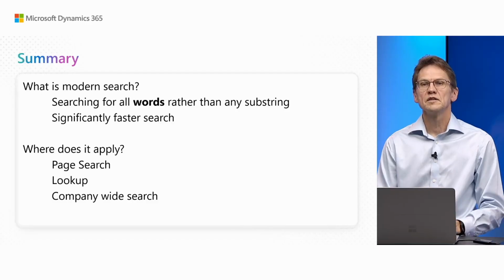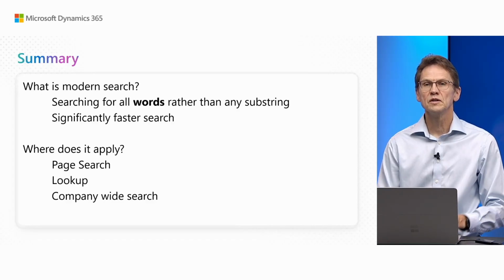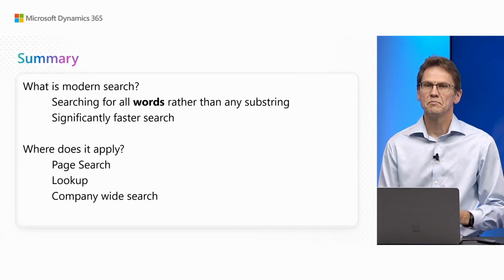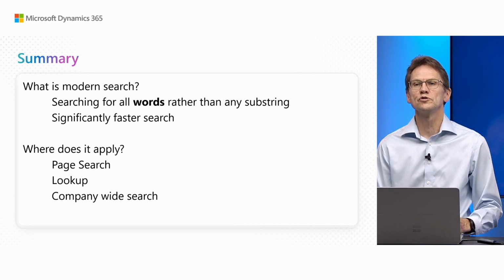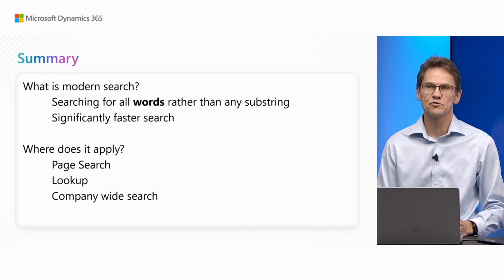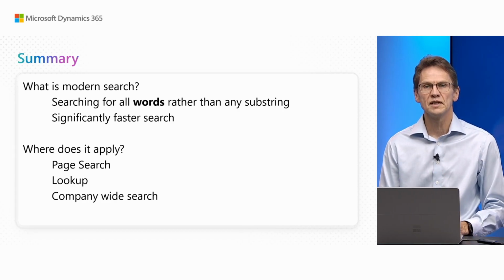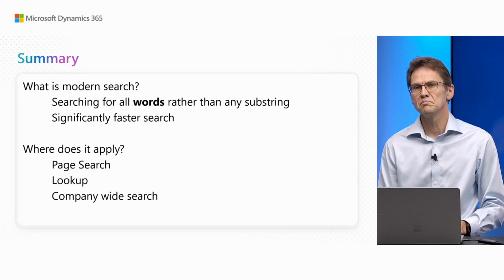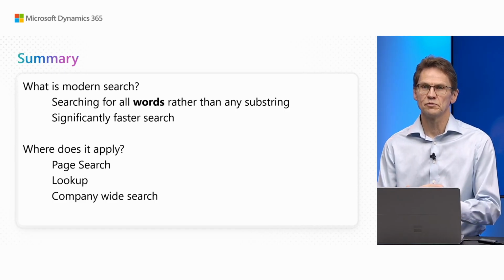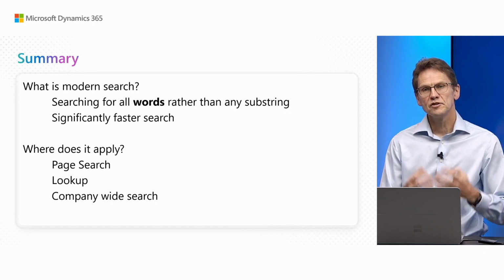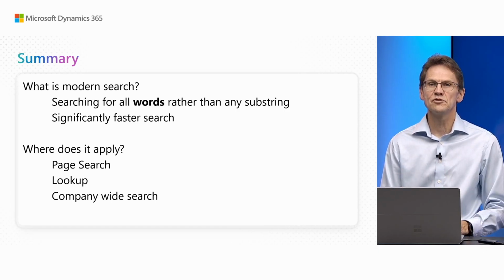First, what is modern search? Well, in this release, we have added a method to search for all words rather than any substring in a word. It's a significantly faster way of searching, and it also tends to match more what you've gotten to expect from other search engines. And this new search mechanism applies to page search, lookup, and company-wide search.